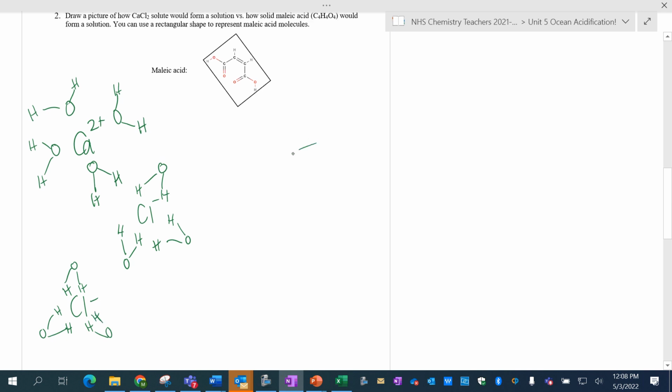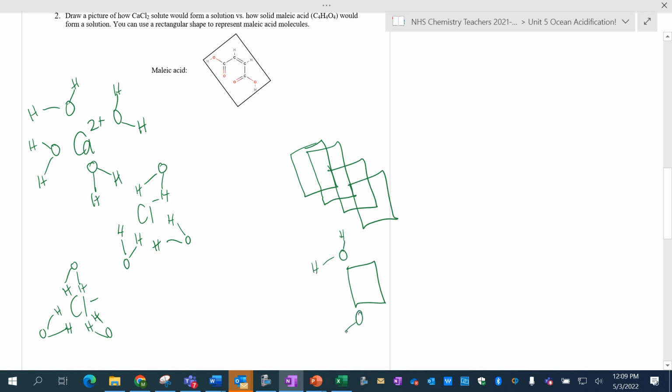Okay, in contrast, maleic acid would maybe have a bunch of these together, but then they would have some breaking off with water molecules kind of surrounding them. And so even though you've got one separating away from the others, they're not breaking bonds within the maleic acid.